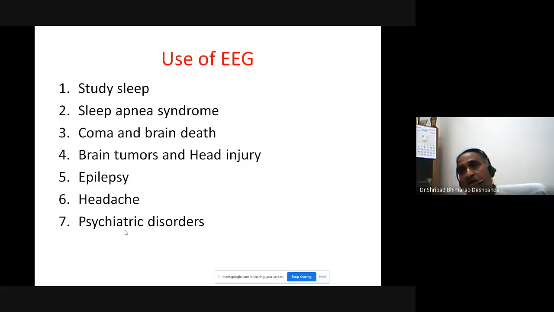Then there is what is called sleep apnea syndrome. To study that also, we need to use the EEG. And to know the coma and brain death.